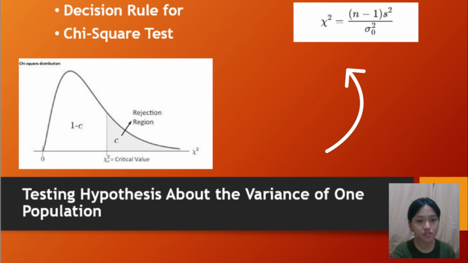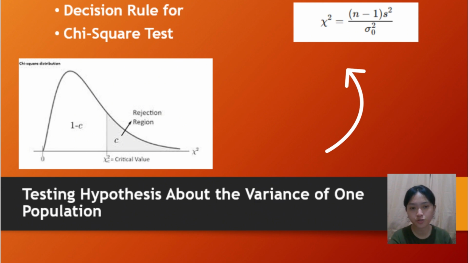The test statistic for this hypothesis test is chi-squared equals n minus 1 times s squared over sigma naught squared, where s squared is the sample variance, sigma naught squared is the hypothesized variance, and n is the sample size. So in the decision rule for the chi-square test, we compare the calculated chi-square statistic to the critical values from the chi-square distribution table. If the statistic lies within the rejection region, we reject the null hypothesis.